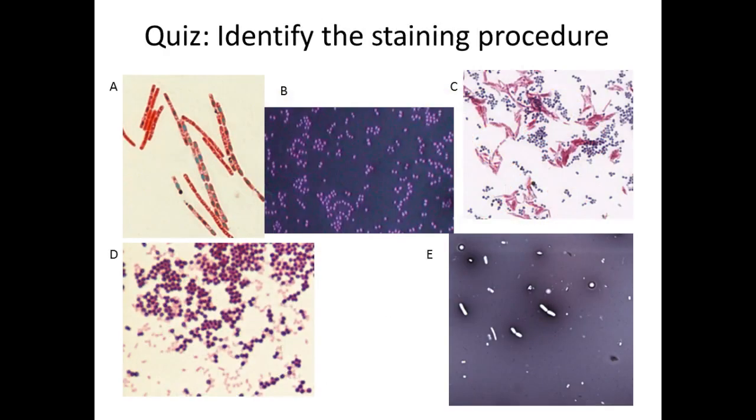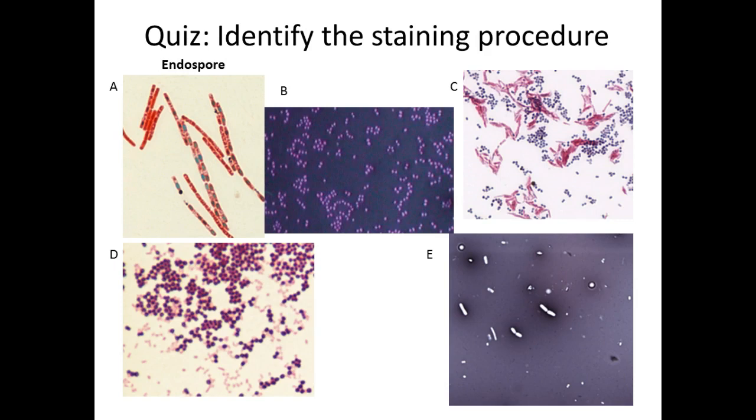So, stain identification. What do you see? You see colors, which will help indicate the stain, and you see colors in particular places. This one's an endospore stain, right? You see the endospores within the cells. And it's that red and greenish color.